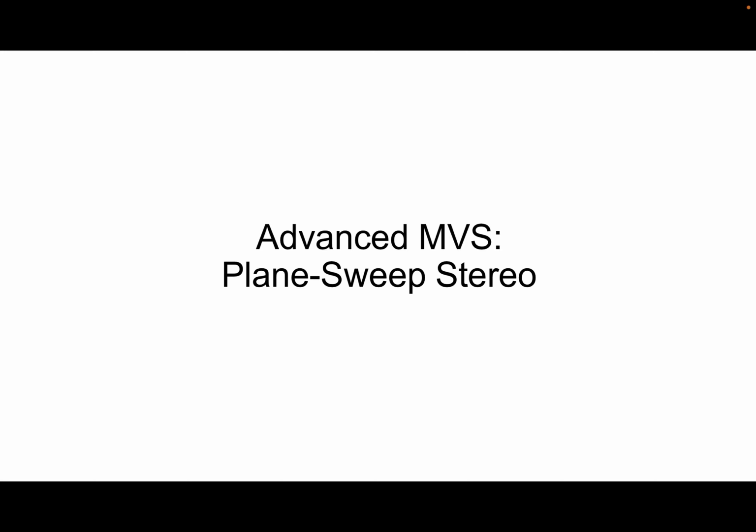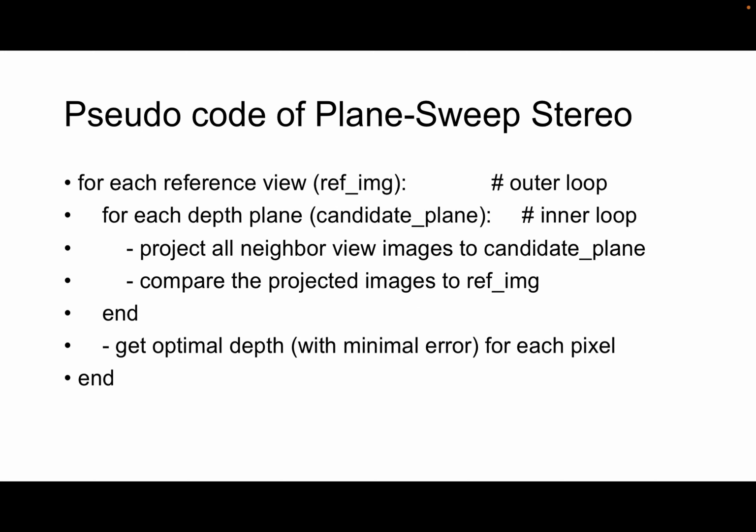The first one is plane sweep stereo, the first advanced multiview stereo algorithm. This is the pseudocode of plane sweep stereo. Plane sweep stereo looks a little bit complicated, but I think this pseudocode is very clear and shows what is happening in plane sweep stereo. So there are two loops, right? An outer loop and an inner loop.